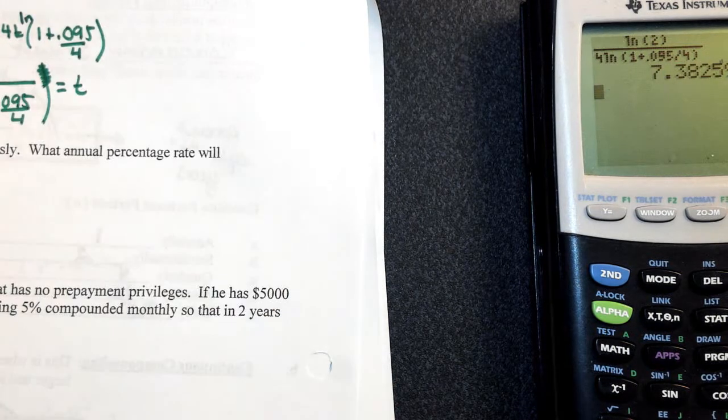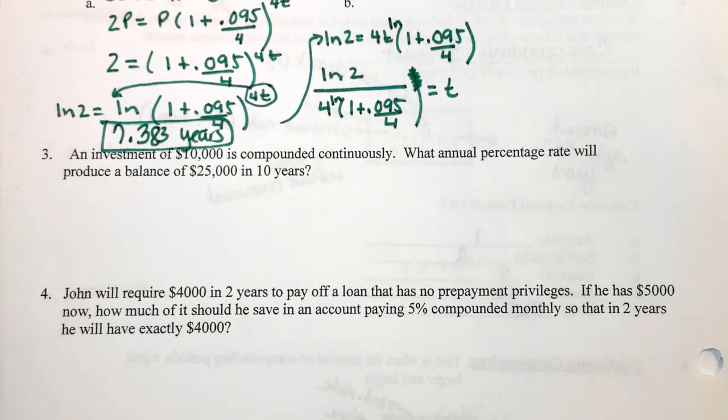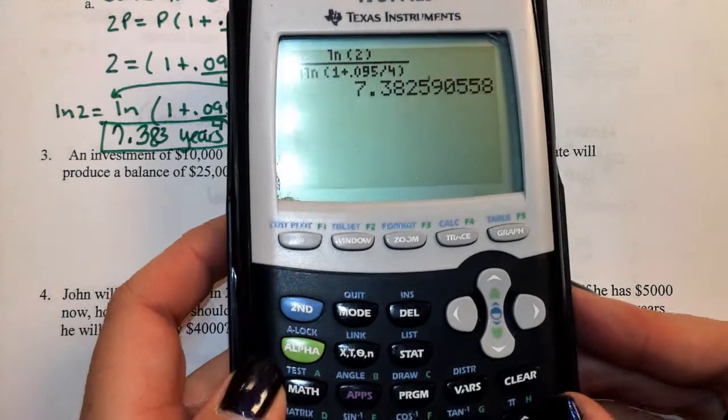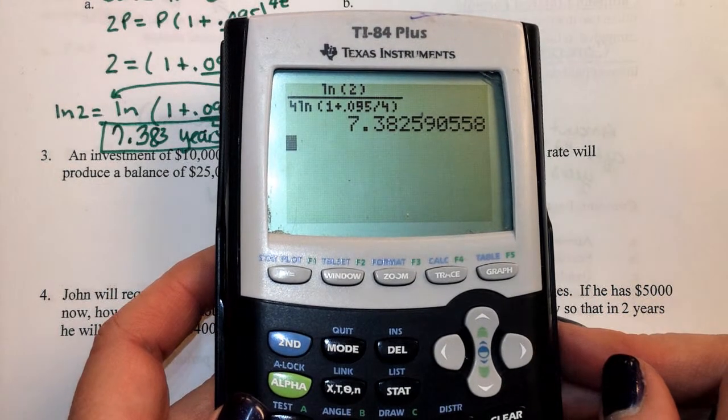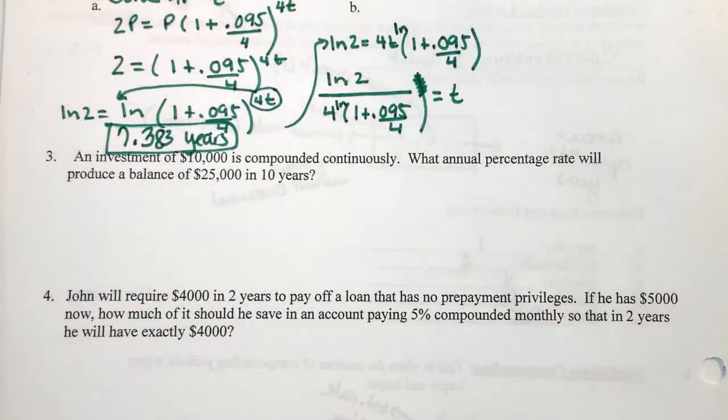7.38. So about 7.383 years. So that's how long it's going to take for that investment to double. All right, so any questions on how you solve for t? Yes, Emmy? Natural log, yeah. Yeah, and this is how you typed it in the calculator right there, if you want to check how I typed it in.